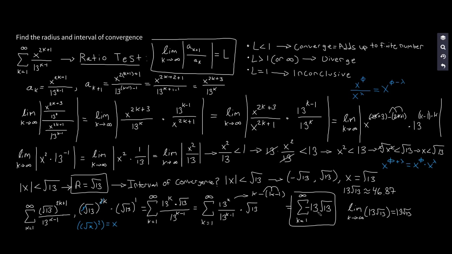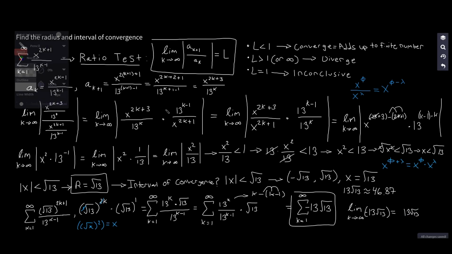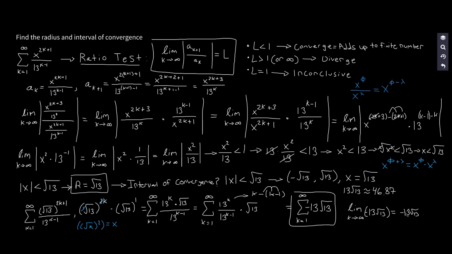And this is going to diverge for the exact same reason, because you're just going to be infinitely adding negative 13 times root 13 together forever. And that's not going to approach zero. So by the divergence test, the limit as k approaches infinity for negative 13 times root 13 is going to be negative 13 times root 13, and that is going to diverge by the divergence test.